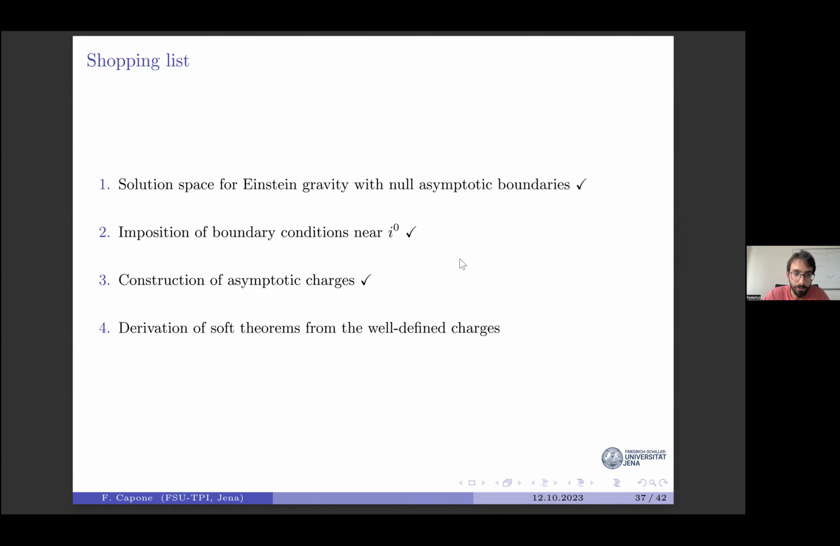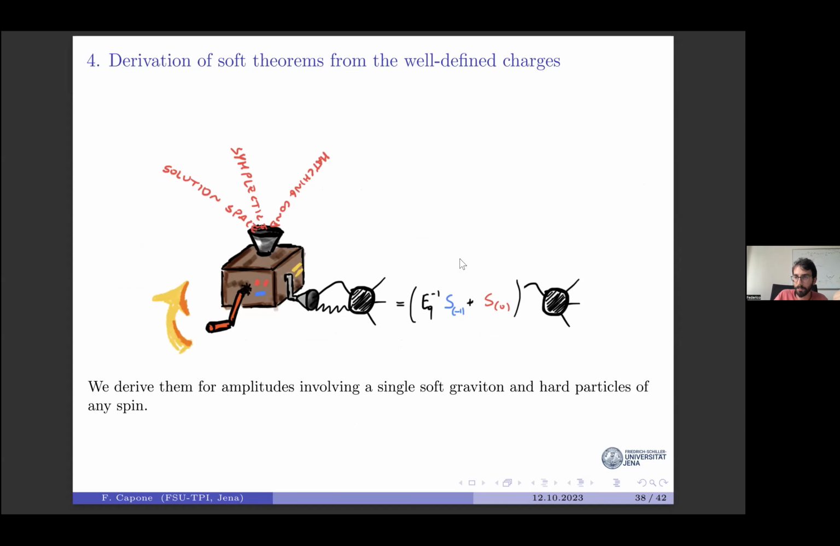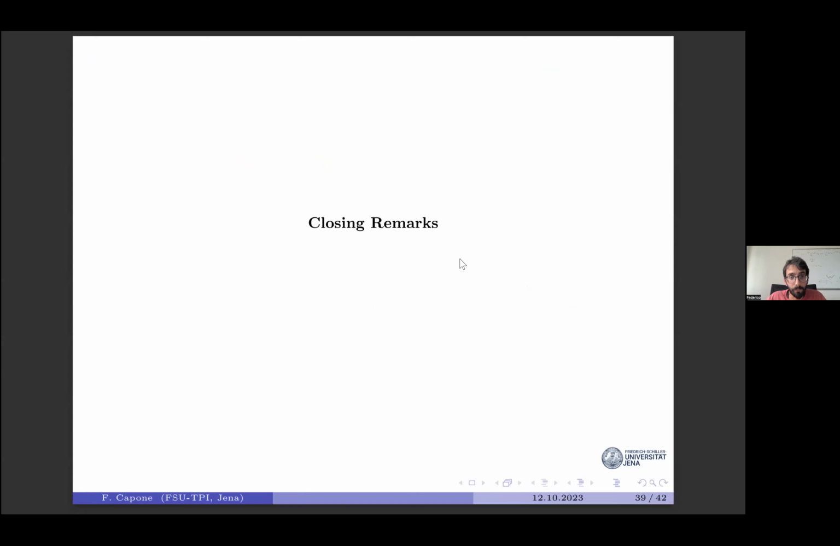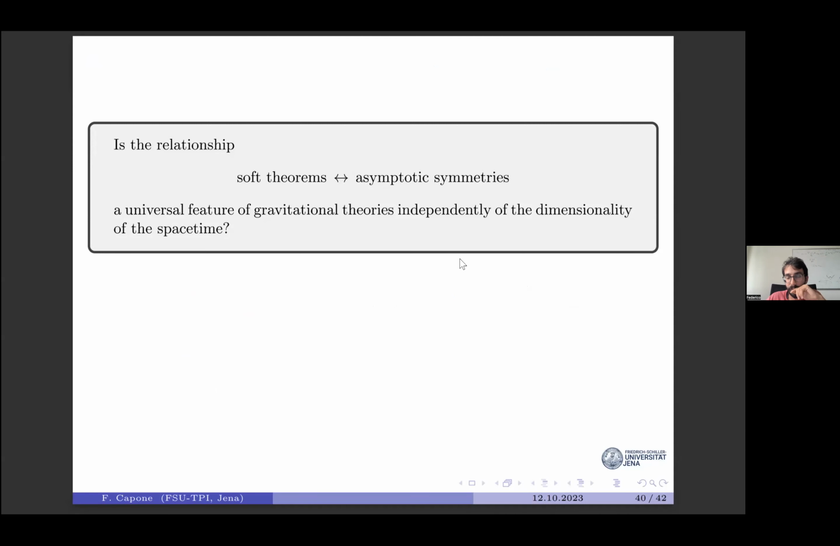Okay, so now we are also done with the construction of the asymptotic charges. So you just go and try to turn the crank to derive the soft theorems. And indeed, in six and even dimensions, once you have done all these steps, the story holds exactly, the computation is exactly similar to the four-dimensional case. I think I am really close to the end. And so let's draw the conclusion. Is the relationship between soft theorems and asymptotic symmetries a universal feature of gravitational theory independently of the dimension of the space-time? You already noticed that at the end of the day, I restricted to even dimensions. And the answer in even dimensions is yes.